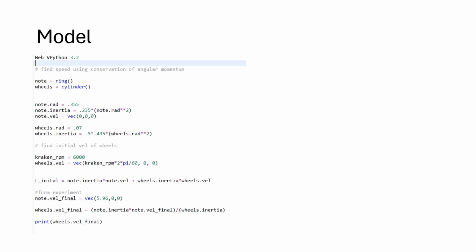This is my model. I modeled the note as a ring and the wheels as a cylinder, and I input the radius, calculated the inertia and the velocity. The note actually does have some initial velocity, but I just modeled it as if it was standing still. And then I put in the wheels, the radius and inertia, and I modeled the velocity from the speed of the motor that was driving it, which was a WCP Kraken. Then I used conservation of angular momentum to find the final wheel velocity using the final note velocity from my experimental data.